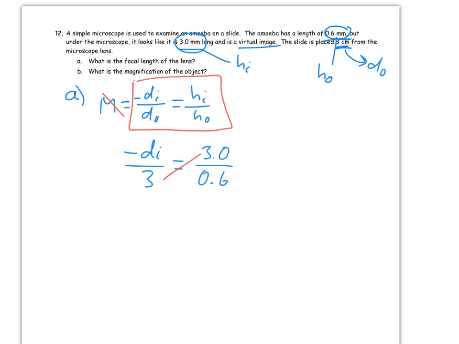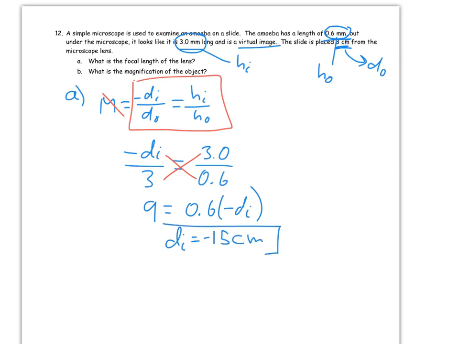From here, I would cross multiply, and so we can say that 9 is equal to 0.6 times negative DI, and we solve for DI by dividing both sides by 0.6. We get that DI is equal to negative 15, and it's going to be units of centimeters here, and the reason for that is because DO is also in centimeters.